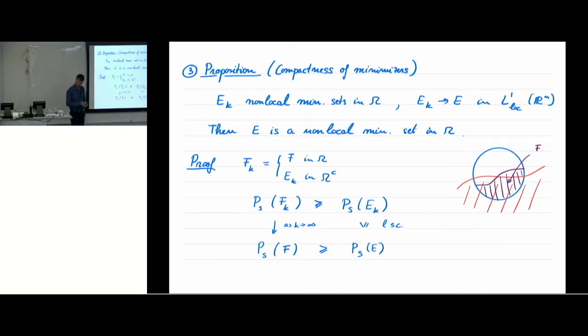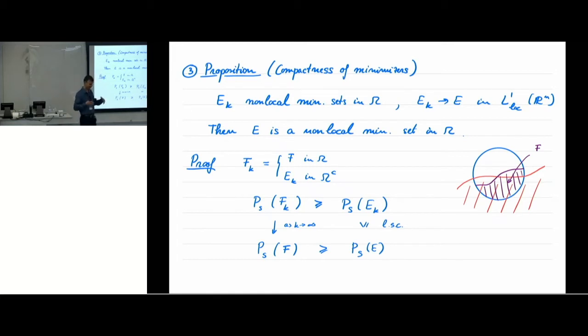Okay, let me do another simple proposition, which is called compactness of minimizers. Here we want to say that if we take non-local minimal surfaces E_k in omega, and I have this convergence of E_k to E in the whole space, meaning that also the tails of E_k converge to the tails of E, then the limiting one is also a minimal surface. So I have this compactness.